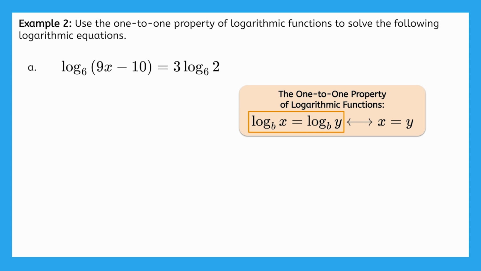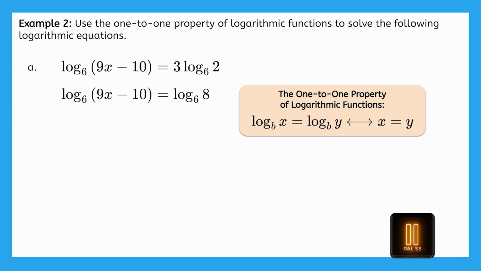Our equation would look exactly like that if it weren't for that 3 in front of the log base 6 of 2. What do you think we can do about it? We can use the power property. We just bring up the 3 as an exponent of the 2, and we end up with log base 6 of 8 on the right side. Pause the video now and try to use the property to solve the equation yourself.